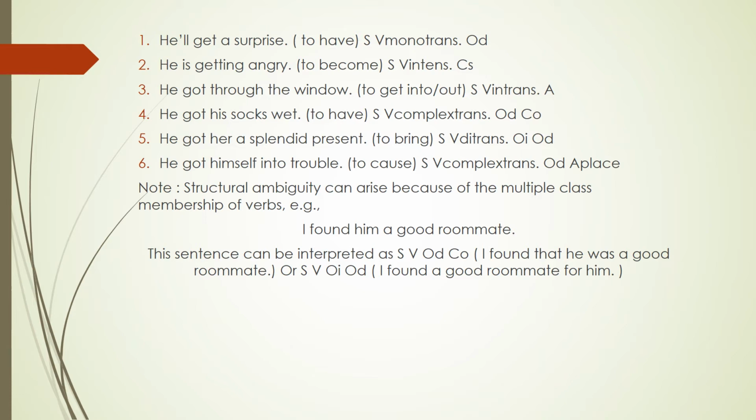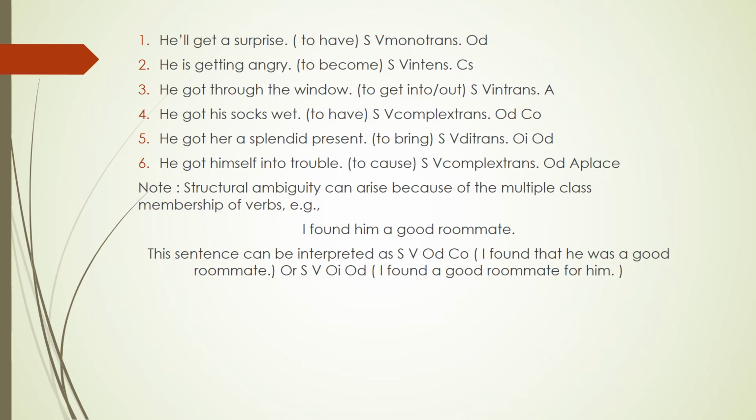This sentence is said to be ambiguous because it can have two meanings, or it can be interpreted in two different ways. It can be that I found that he himself was a good roommate, and with this meaning this sentence belongs to pattern number five, because we have I as a subject, found as the complex transitive verb, him as a direct object, and a good roommate, the object complement, for him.